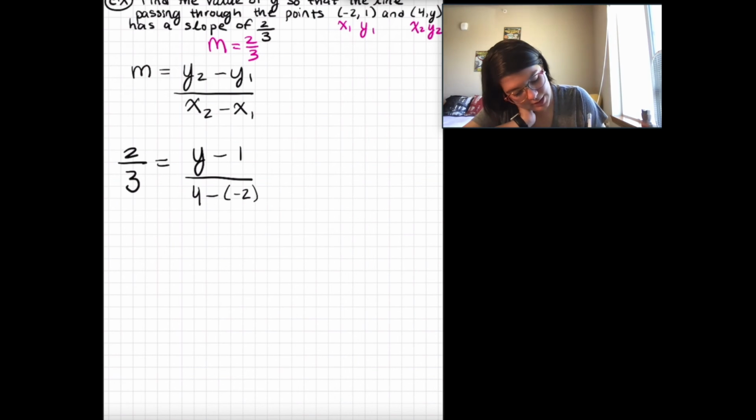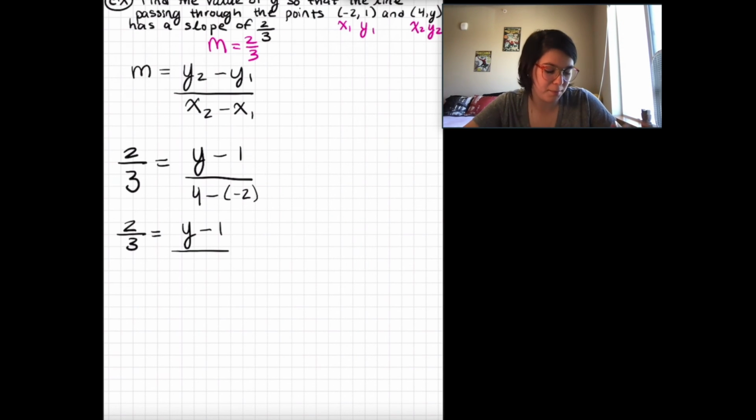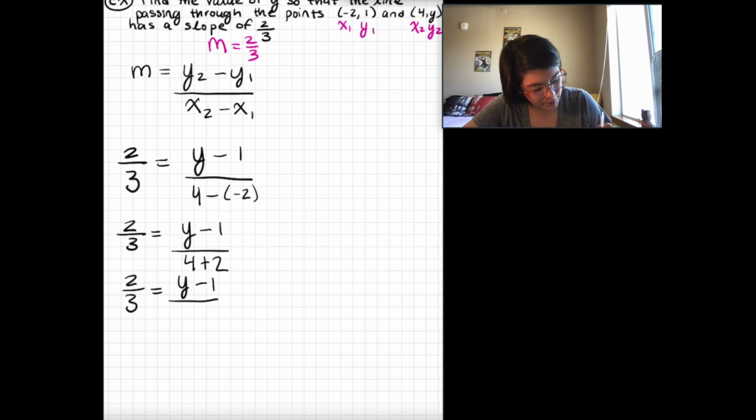So let's do a little bit of simplifying. We still have 2/3 on the left. We don't know what y is. We're going to figure that out. On the bottom, we have 4 minus negative 2. 2 negatives make a positive, so we have 4 plus 2. So we have 2/3 is equal to y minus 1 over 4 plus 2, which is 6. Now we have to solve for y.